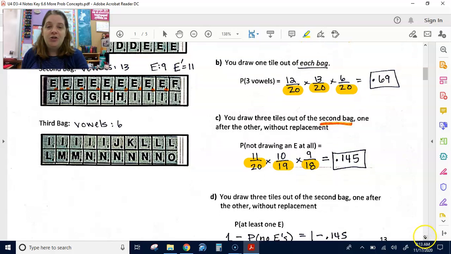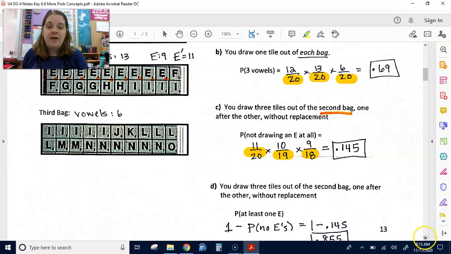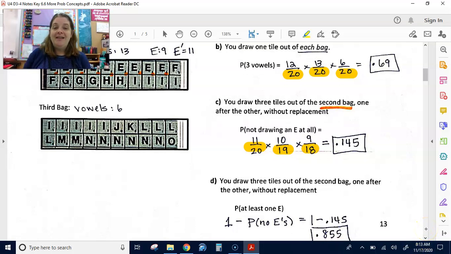Okay, so follow-up question then. You draw 3 tiles out of the second bag, one after the other without replacement. What's the probability of getting at least 1 E? At least 1 E. All right, so in this case, the only way I'm not going to get at least one E is if I get none at all. And I've already calculated that probability. The chance of getting no E's at all is 0.145. So every other situation has at least one E.